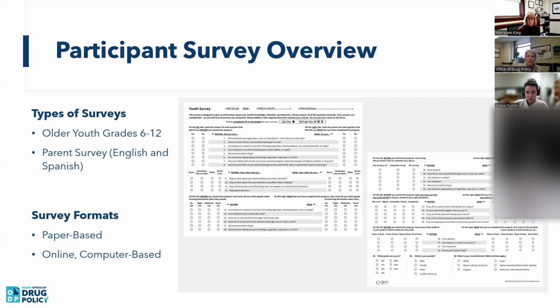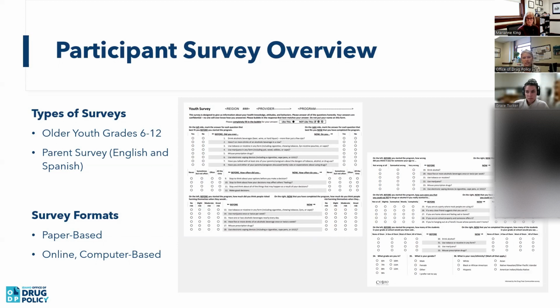Okay. So looking at the participant survey overview, as we've gone over now, this year we have two types of surveys. We have the older youth in grades 6 through 12 survey, which is a retrospective format. And then we have the parent survey, which is also in a retrospective format. The parent survey is available in English and Spanish.